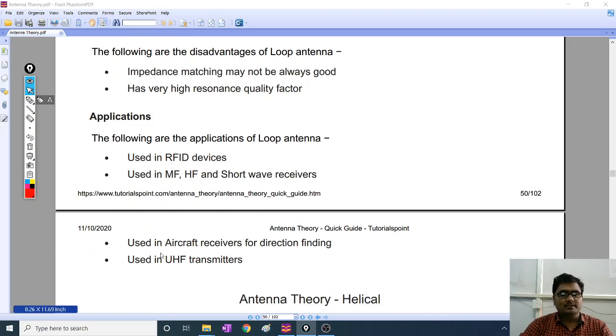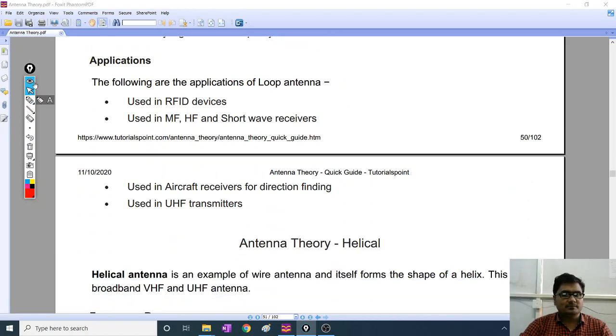Right, so what are the applications? So if I need to think about applications, then first application is RFID devices, then mid frequency, high frequency, short wave receivers. See, particularly it is written as receivers, is it? Then aircraft receivers and UHF transmitters.